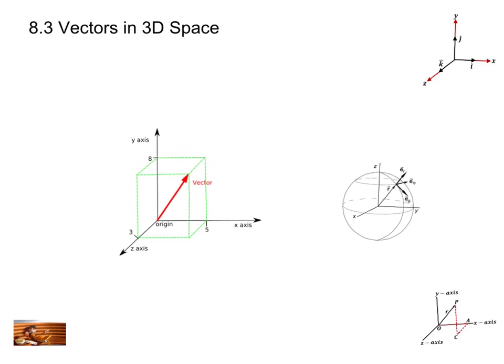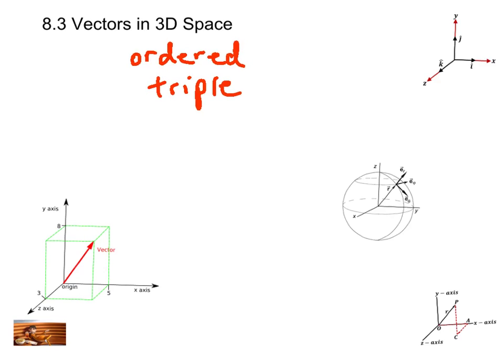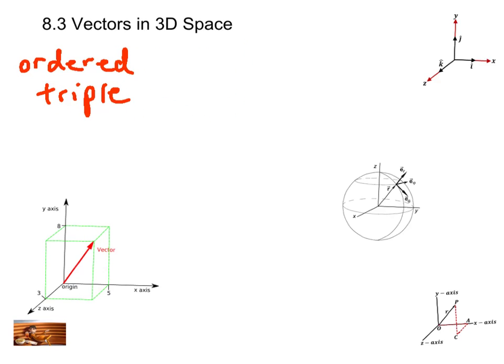How do we name these vectors? Well, we don't have an ordered pair anymore. What we have is an ordered triple, because there are 3 numbers instead of 2. So instead of xy, it's going to be xyz. But how do we get that xyz?